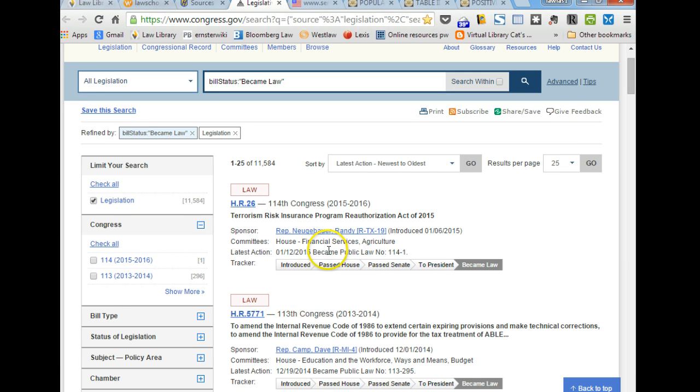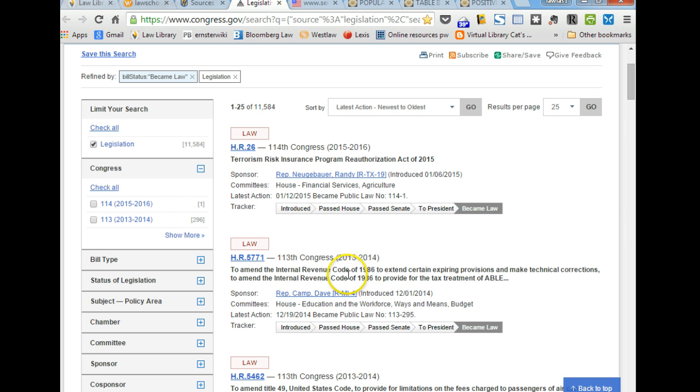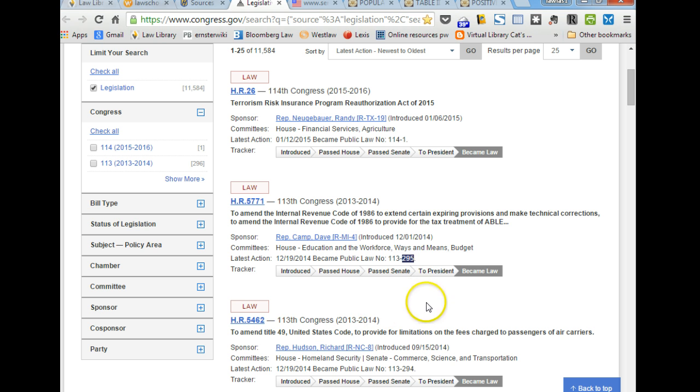So we can see here the very first law back in January for the 114th Congress has the number 114-1, and it has to do with the Terrorism Risk Insurance Program Reauthorization Act. Now, what we see below are public laws from the prior Congress, and you can see that it's 2013-2014 as opposed to 2015, and you can see the public law number 113-295. So I can surmise from this that there were 295 public laws passed in the 113th Congress. So between January 2013 and December 2014, there were 295 laws passed.